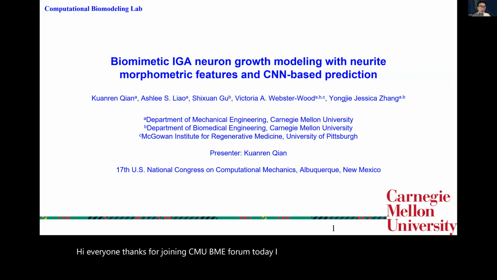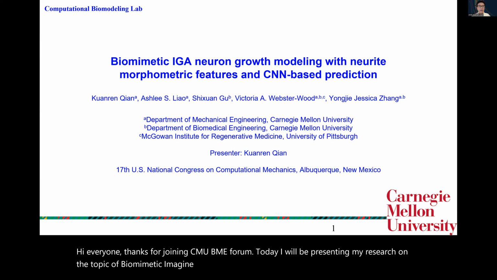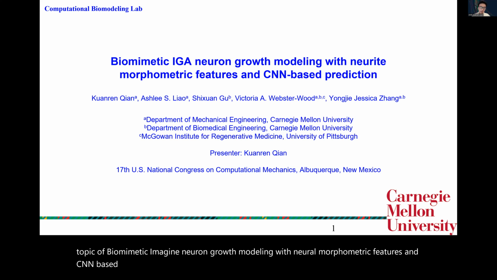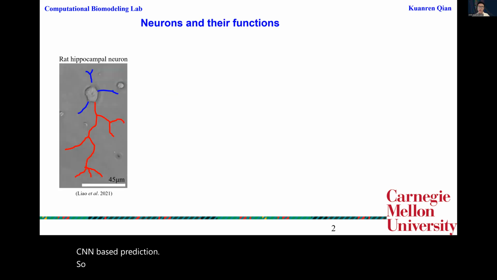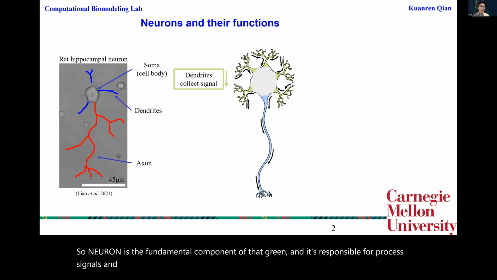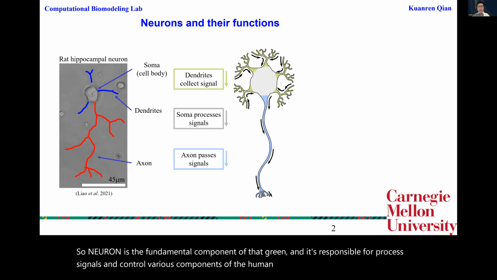Today I will be presenting my research on the topic of biomimetic IGA neuron growth modeling with neural morphometric features and CNN-based prediction. So the neuron is the fundamental component of the brain, and it's responsible for processing signals and controlling various components of the human body.